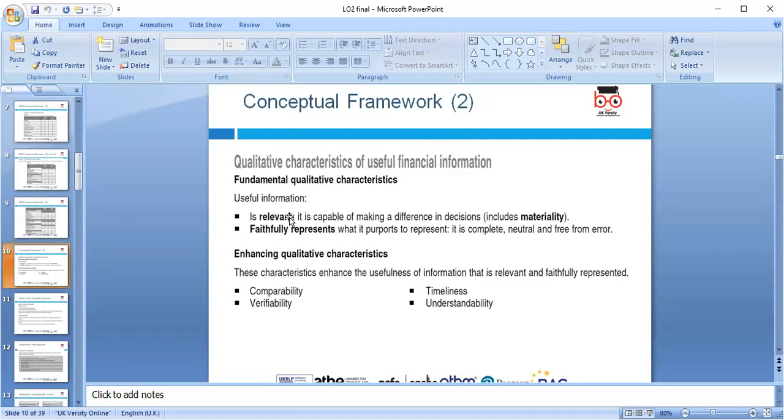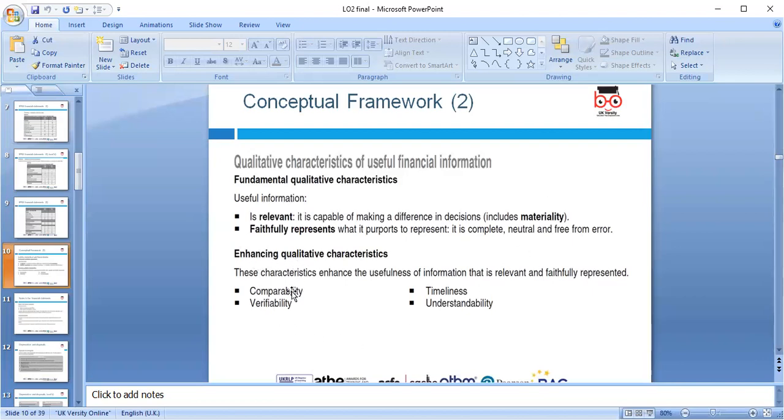So is the relevant information a fundamental characteristic of financial statements? It should be capable of making a difference. All materiality figures should be included. Faithful representation: it's complete, neutral, and free from error information. Enhanced qualitative characteristics further, these are the four which we can look around.